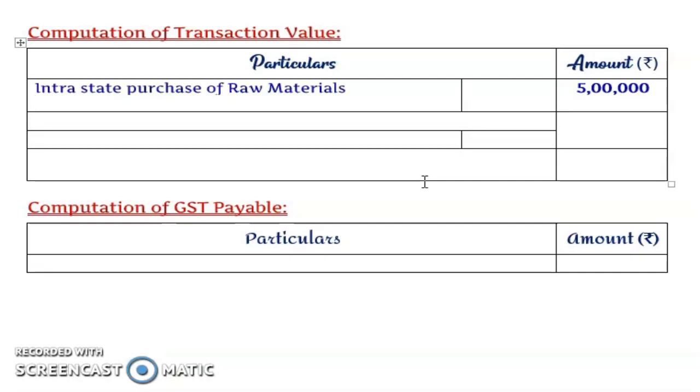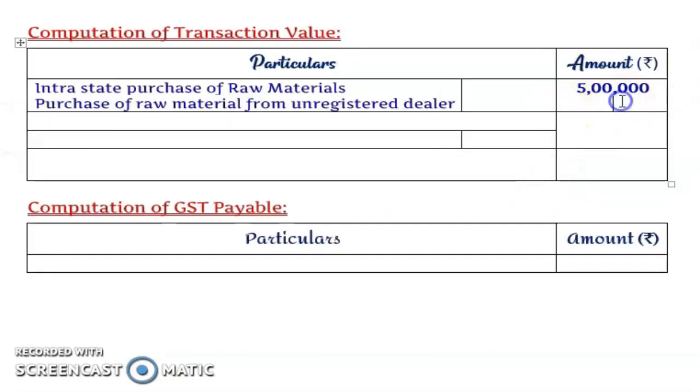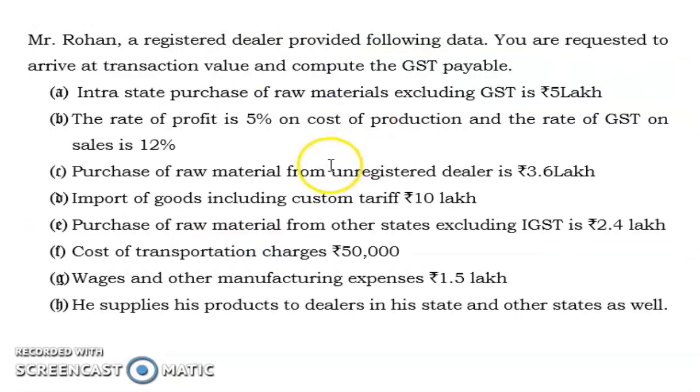So purchase of raw material from unregistered dealer. Purchase of raw material ಕೊಟ್ಟಿದ್ದಾರೆ, that is from unregistered dealer. Amount is 3.6 lakh, which is 3,60,000, right? So 3,60,000. Next, what they have given is, let us see, is there any other component to be added?